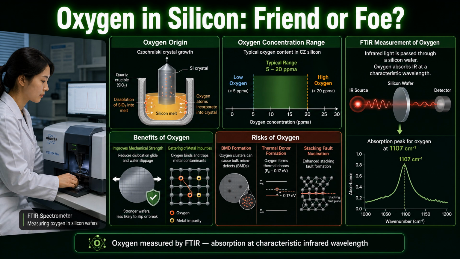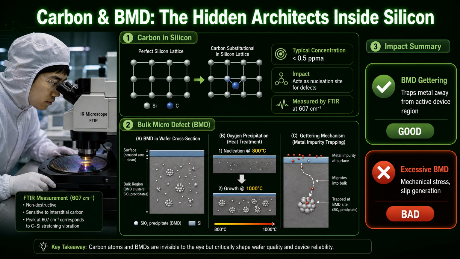On the negative side, too much oxygen can lead to BMD formation, thermal donor generation, and stacking fault nucleation, all of which can degrade device performance. Oxygen concentration is generally measured using FTIR, Fourier transform infrared spectroscopy. Silicon wafers absorb infrared light at a characteristic wavelength around 1107 wave numbers, and the peak intensity corresponds to the oxygen concentration.